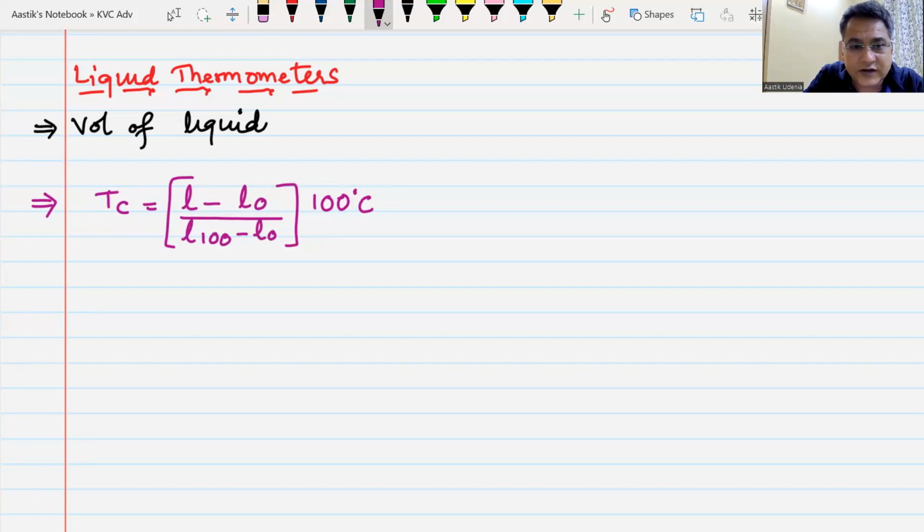Do we understand how I've written this formula? Yes, sir. I've assumed that the change in length will be linear, and that is how I've written this formula. Do we understand this? Yes, sir.